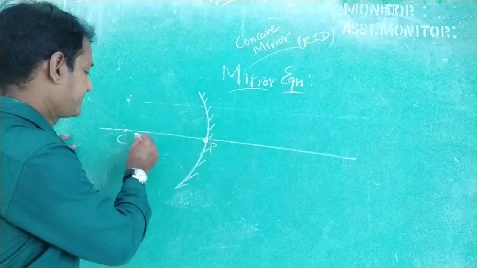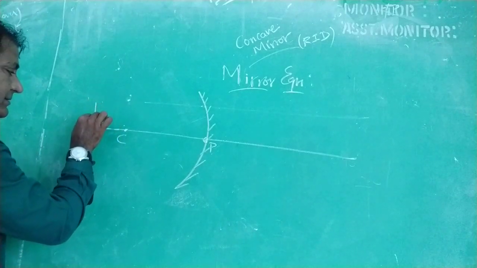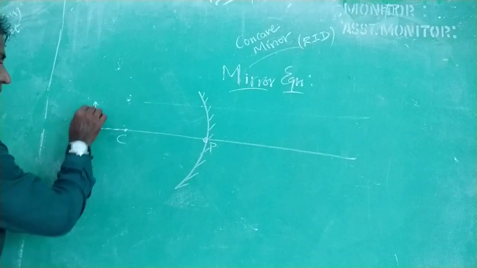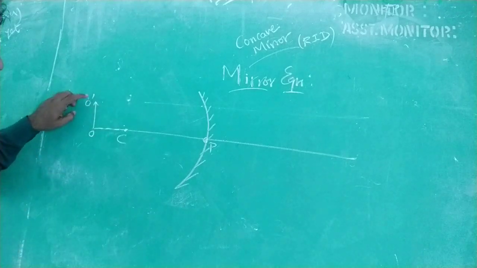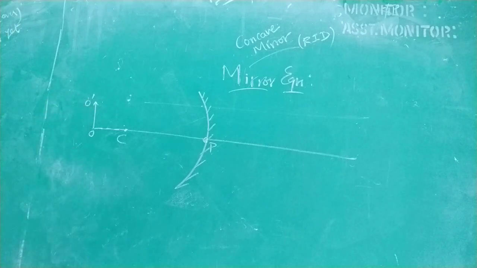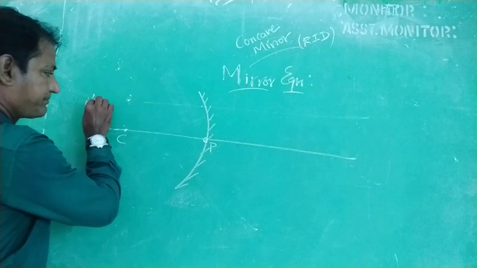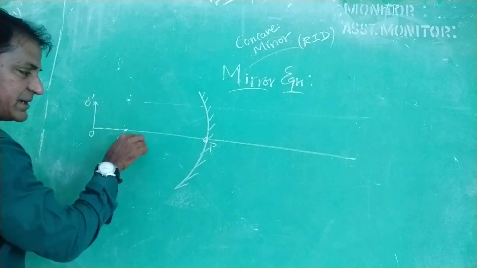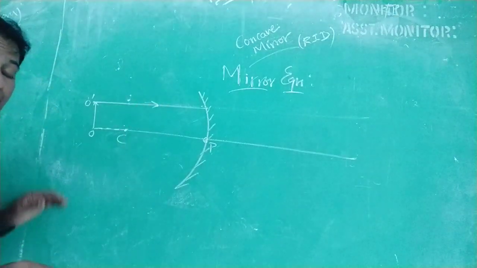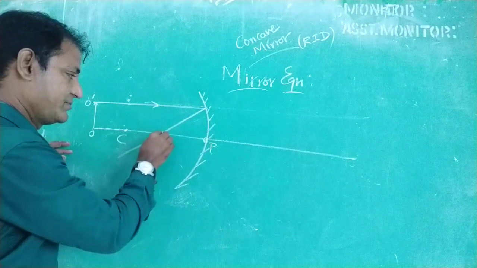Now, see, this is the point where I have kept the object O dash. So this O dash should come on the top of the object, that is, this is the head and the tail portion, right? Now a ray which is parallel to the principal axis is incident on the concave mirror. Any ray parallel to the principal axis will always pass through the principal focus. So this is the principal focus.